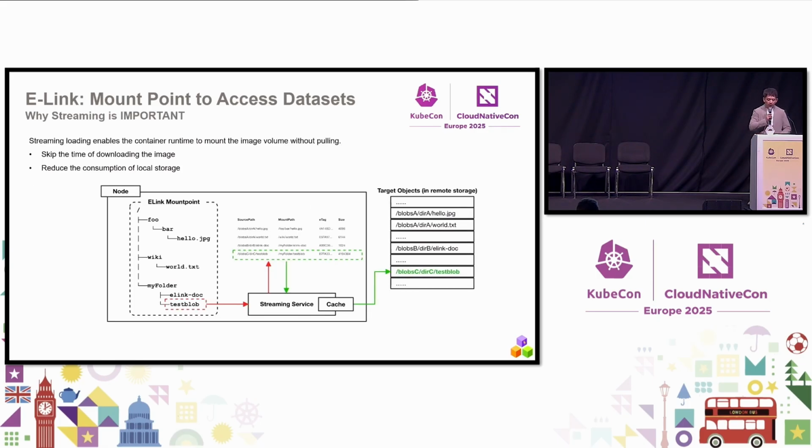Streaming loading enables the container runtime to mount the image volume without pulling. It skips the downloading process of the artifact. And more important, when the dataset is too large, it will occupy a lot of storage space and even fail to download. So the streaming loading is essential here.